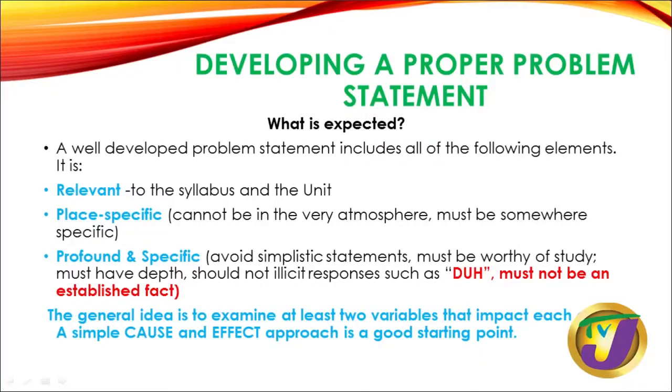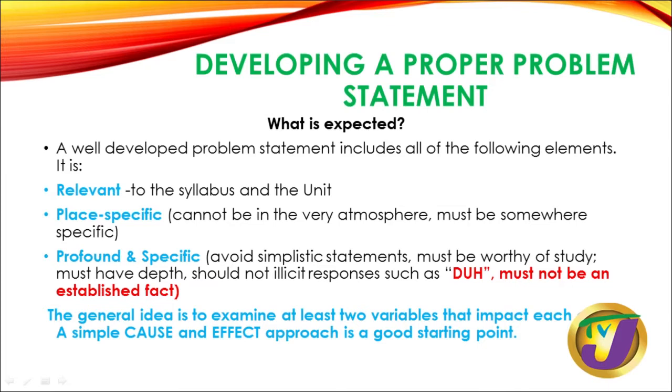Let's zero in a little bit on the problem statement now. It must have certain variables. It must be relevant. It must be place specific. It must be profound and specific. Now, when I say place specific, it must be somewhere. So you must be placing it in a community. So it could be a school community. It could be your community where you live, and you have to state the community in the actual problem statement. All right? It must be profound. In other words, it should not be simplistic and reading at the CSEC level. No, it must be reading at the CAPE level. So when you make the statement, it should jump out at somebody to say yes, right?